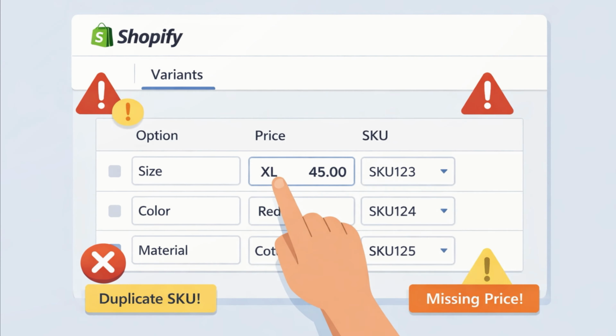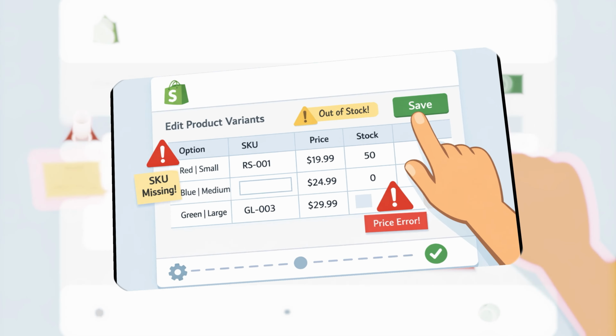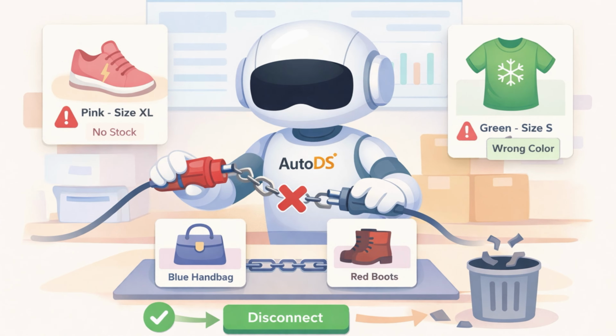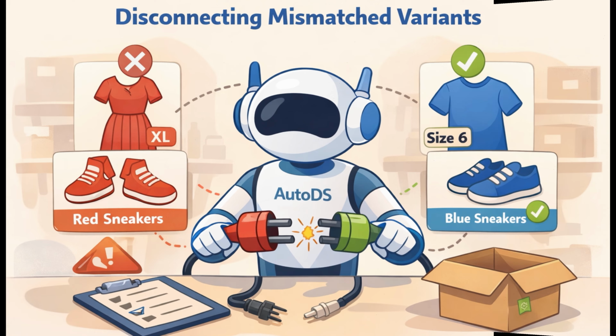The second reason can be variant mismatch between the supplier and Shopify. This is actually one of the most common hidden causes. It can happen when a supplier renames colors or sizes, or removes variants, or you edited variants manually in your Shopify, or the product was imported months ago. If this happens, AutoDS can no longer map variants correctly, so it's going to mark them unavailable. This is when you see out of stock on Shopify even though the supplier page looks fine.